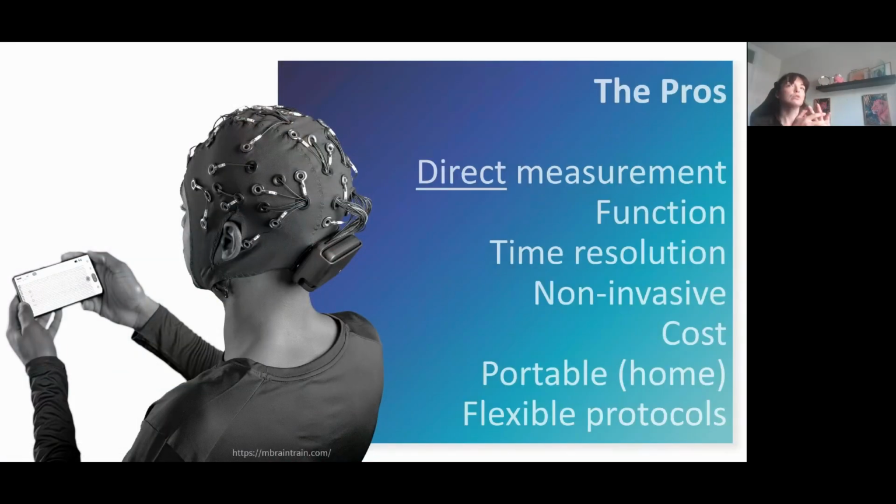So what are the pros of using EEG? As I mentioned, it's a direct measurement of neuronal activity, as opposed to using indirect measures such as blood flow or glucose metabolism. That not only helps to provide a more specific measure of what your drug is doing in terms of regulating neuronal activity, but it has a number of other benefits.